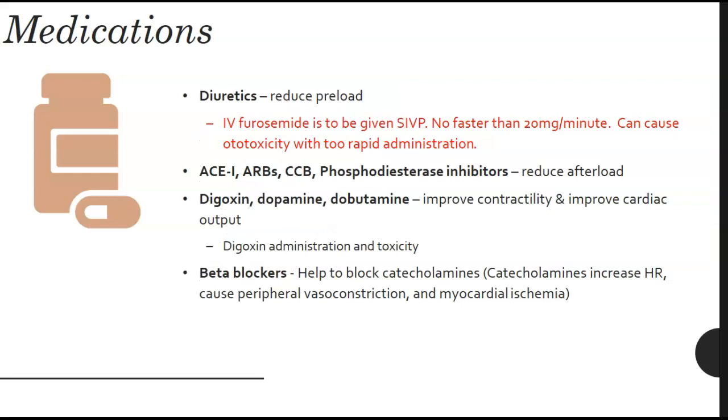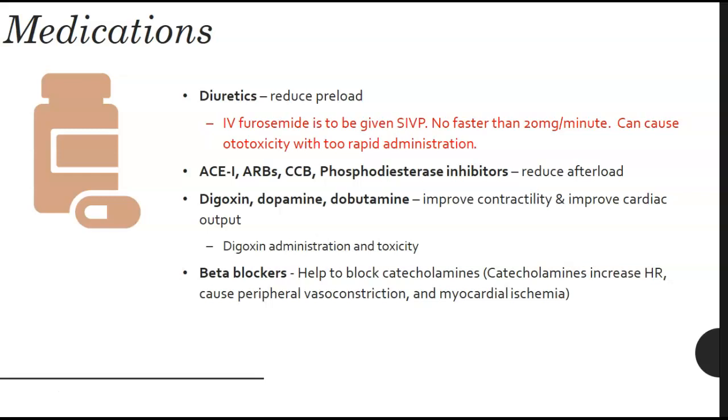Medications that may be used to treat patients: diuretics that will help reduce the preload. If you give IV furosemide, it can be given by IV push, but the big thing you want to make sure is not to go faster than 20 milligrams per minute. It can actually cause ototoxicity if it is given too quickly. And since that's in red, it's probably a good point to remember.